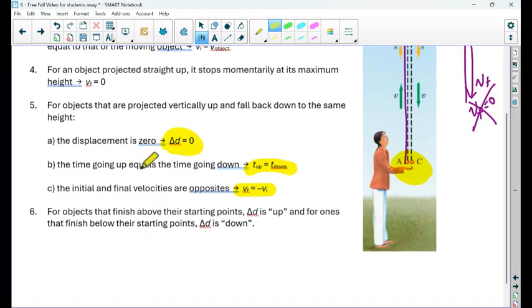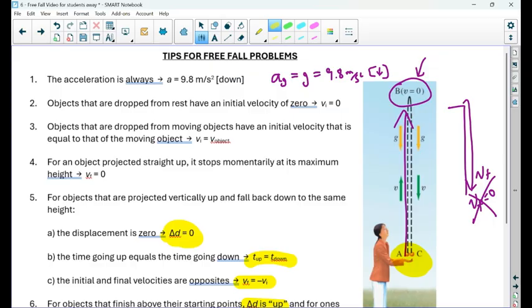Last one, for an object that finishes above its starting point, if we've chosen up as our positive direction, then our displacement is up. If it ends up below our starting point, our displacement is down. Okay? So I throw a rock and it goes up in the air and then falls down off the cliff I was standing on the edge of, way down below into the ocean. Well, my displacement, it started on the cliff, it ended up way below in the ocean. I'm going to have a negative displacement. Okay, so be kind of careful with that.